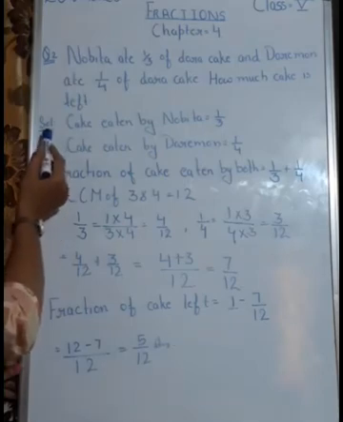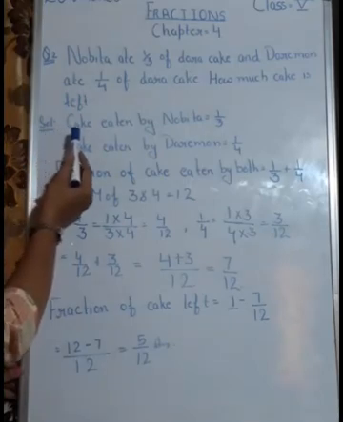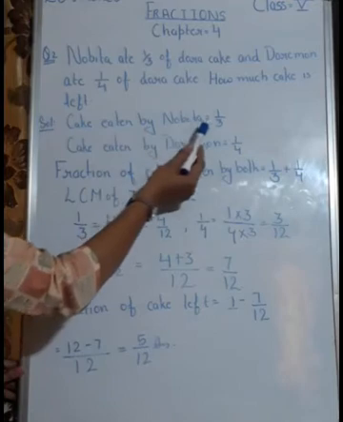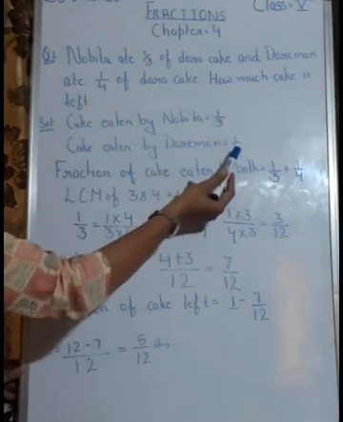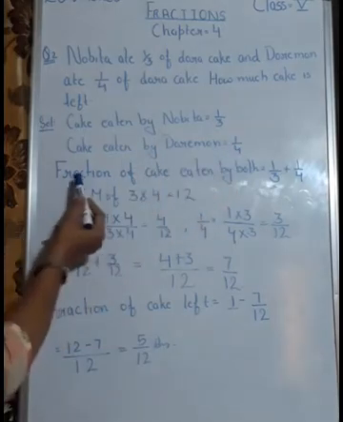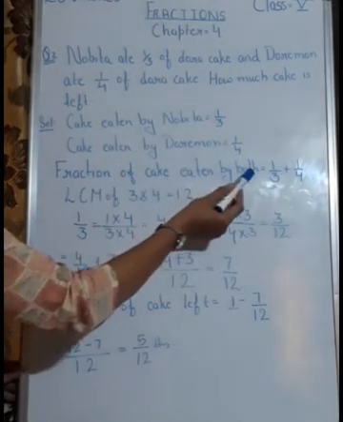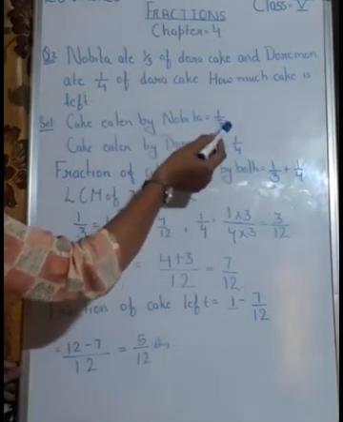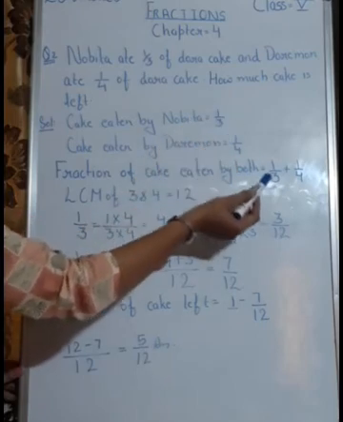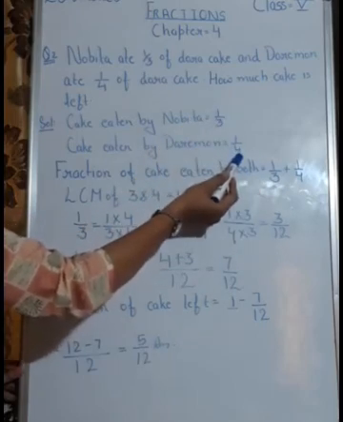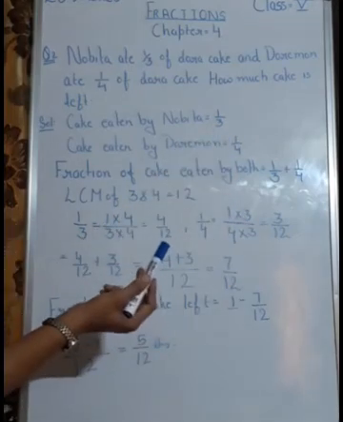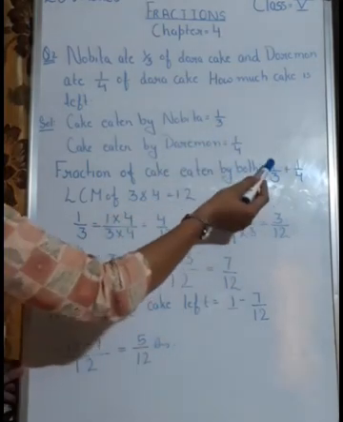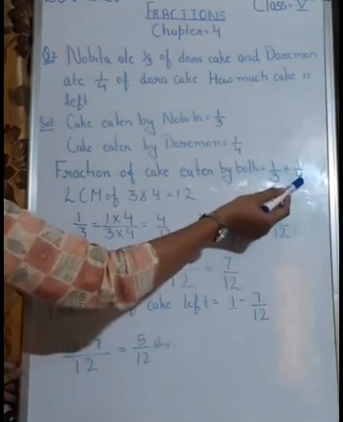So for that, you will write the statement: cake eaten by Nobita is equal to 1 by 3. Cake eaten by Doraemon is equal to 1 by 4. The fraction of the cake which is eaten by both Doraemon and Nobita will be 1 by 3 plus 1 by 4. When you add these two, then only you come to know the total fraction of the cake that has been eaten. So it will be 1 by 3 plus 1 by 4.